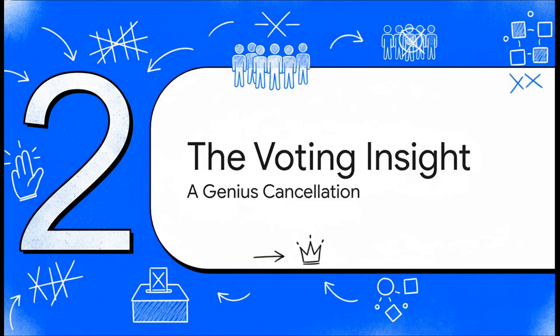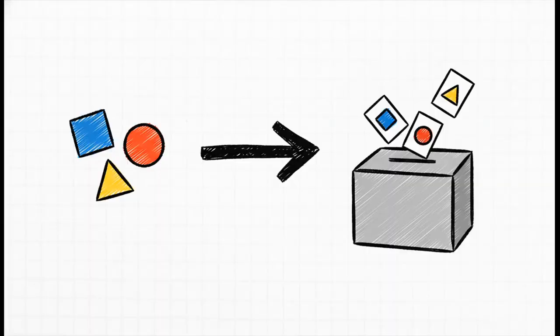The absolute genius of the Boyer-Moore algorithm isn't some super complex math. It's all about a simple, really powerful shift in how you think about the problem. It reframes the whole thing. Instead of thinking, I need to count everything, it asks, how do I find the sole survivor? So the algorithm starts with this core idea. What if we treat every element like it's a vote for a candidate?